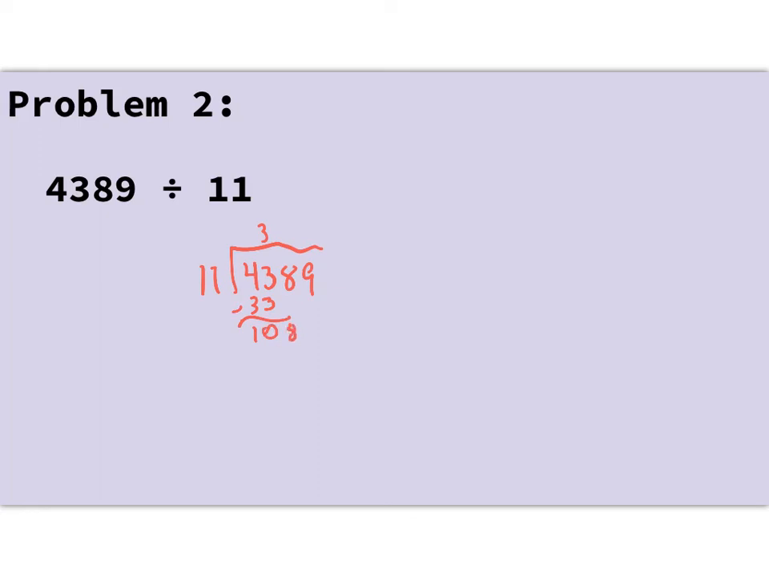Now we go to 8 and 9. 9 times 11 is 99. Subtracting. 18 minus 9 is 9. 9 minus 9 is 0. Bringing down our 9. 9 times 11 is 99. Look at that. We actually got 0. So the answer, the quotient, is 399. There you go.